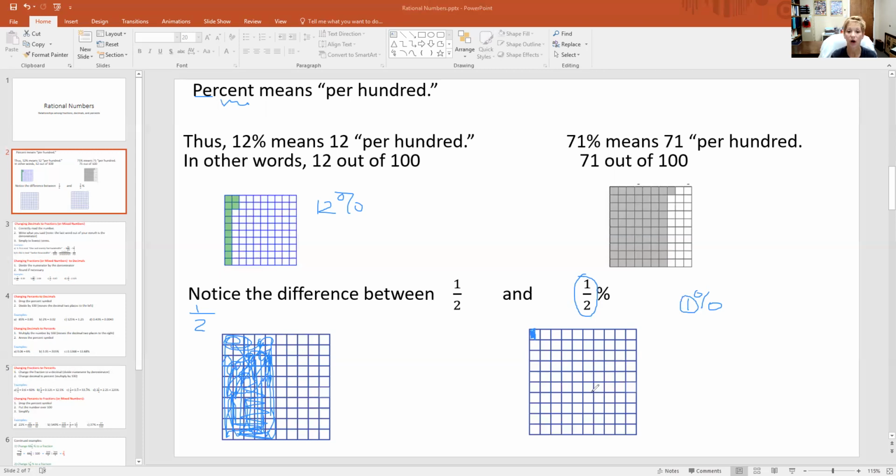Be real careful when you've just got a fraction and when you've got a fractional percent. If it were 1%, then I would have shaded that whole thing right there. But it wasn't even 1, it was half of 1. Make sure that we're clear about the difference between those two things.